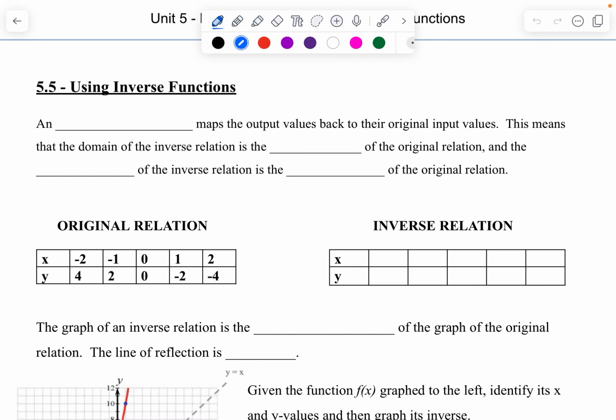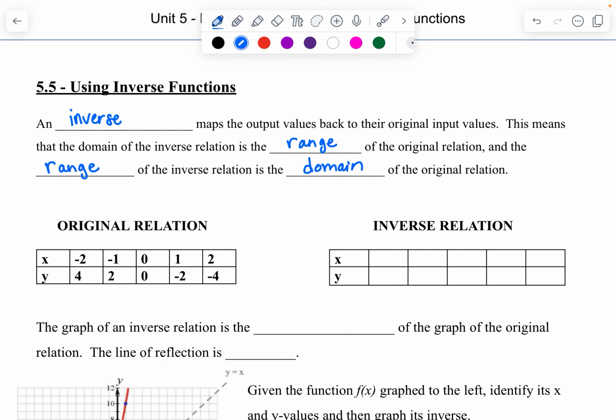Using inverse functions. An inverse maps the output values back to their original input values. This means that the domain of the inverse relation is the range of the original relation, and the range of the inverse relation is the domain of the original relation.